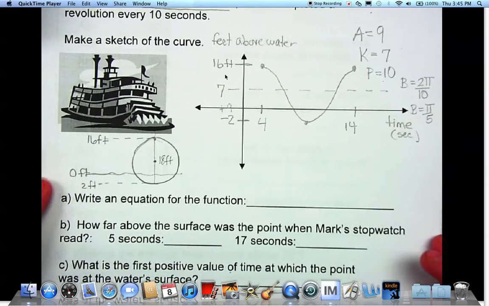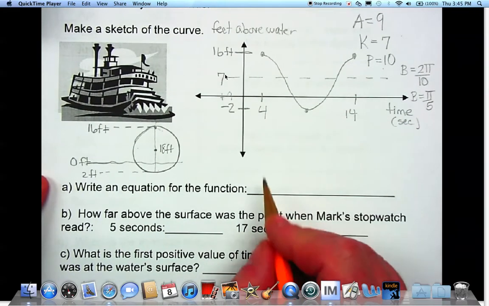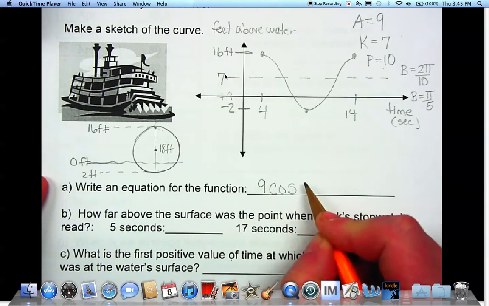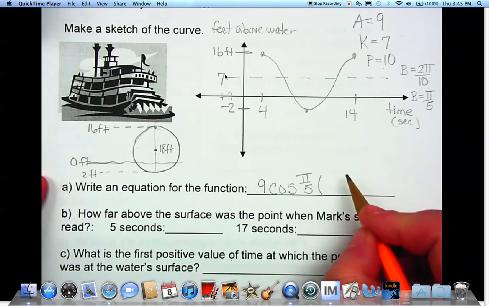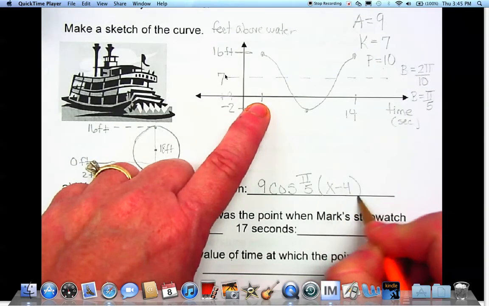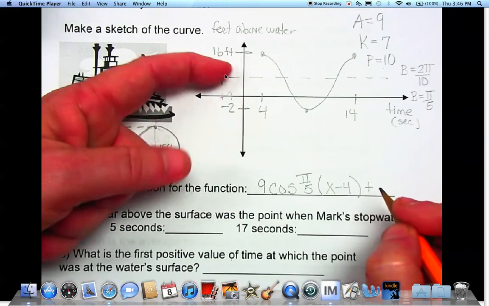All right, now write an equation. So what's the amplitude? 9. Is it a positive or a negative cosine? Positive. And the B is pi over 5. You all right with that, Lindsay? Okay. Parentheses, how did it move, right or left? Right. It went right 4, so it'd be x minus 4. And then it went up 7.